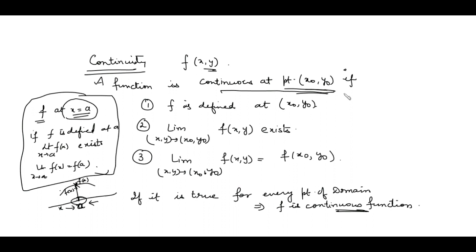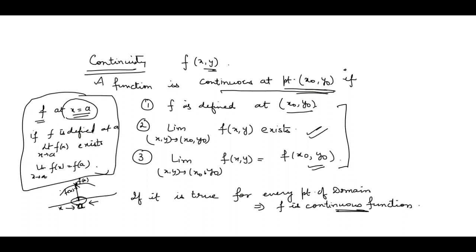Now we can extend it to a function of two variables. The same way, your function should be defined at that point, the limit should exist, and the value of the limit is the same as the value of the function at that point. If this holds, you will say your function is continuous at (x naught, y naught), and if it is true for every point of the domain, then your function is a continuous function.